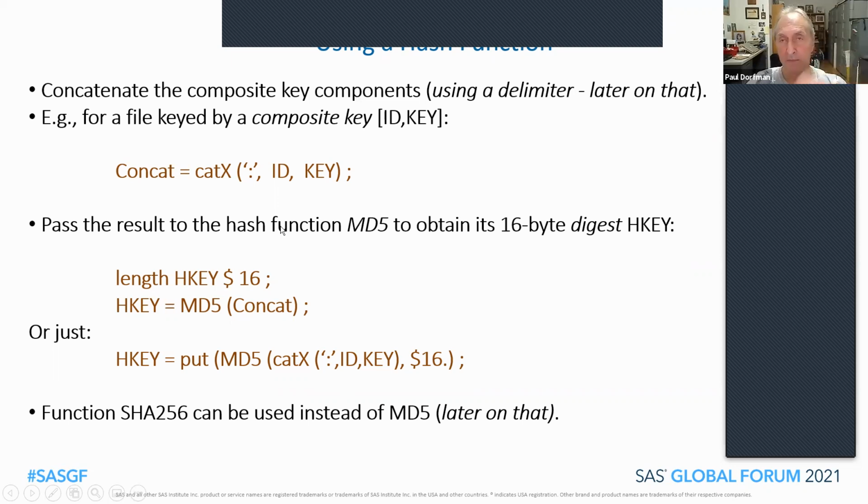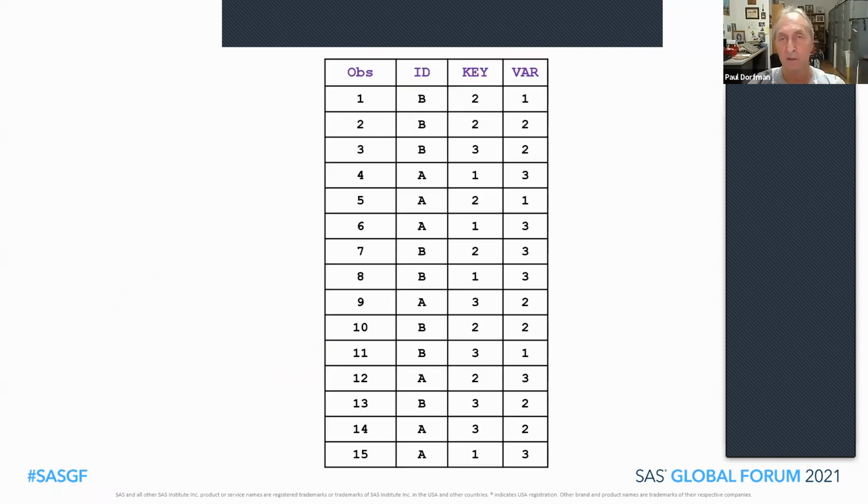Suppose that we have something like this, a completely concocted case. We call it trans, which is our input file. We have an ID, which is character, key, which is numeric, and then a numeric variable var. And we want to aggregate it just as we described above. Basically, we find the sum and the number of distinct values of var by the composite key ID key.